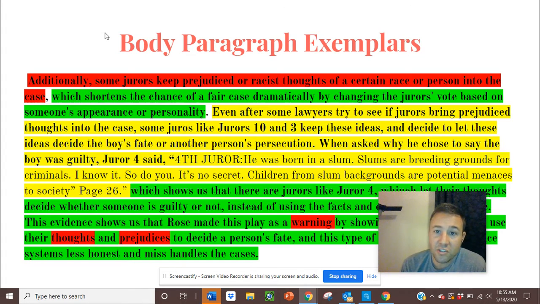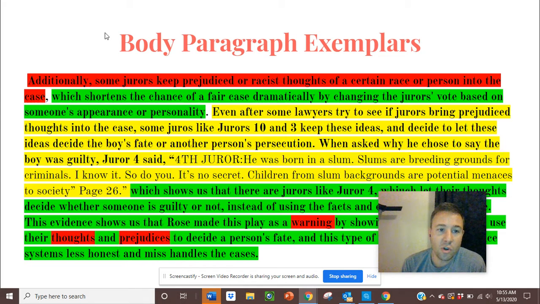Even after some lawyers try to see if jurors bring prejudiced thoughts into the case, some jurors, like jurors 10 and 3, keep these ideas and decide to let these ideas decide the boy's fate or another's persecution. I should probably put that in green because that's kind of Israel's thinking. But here's his context about the quote he's going to give.